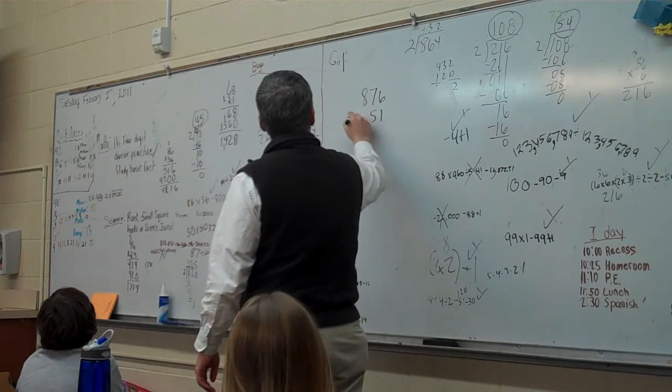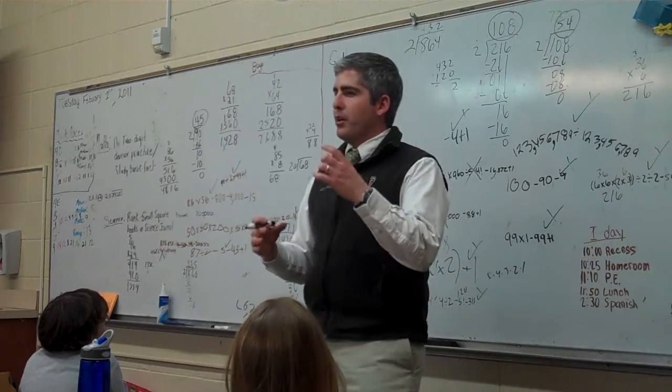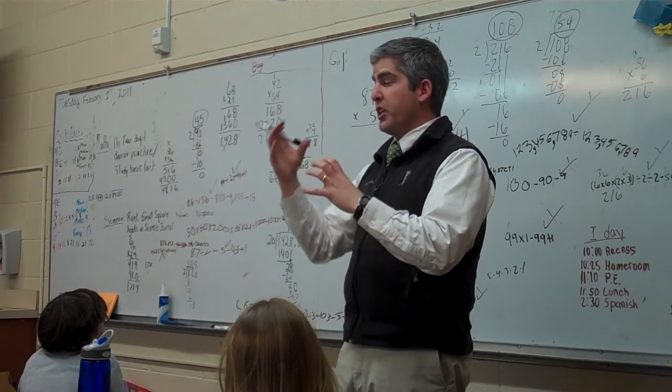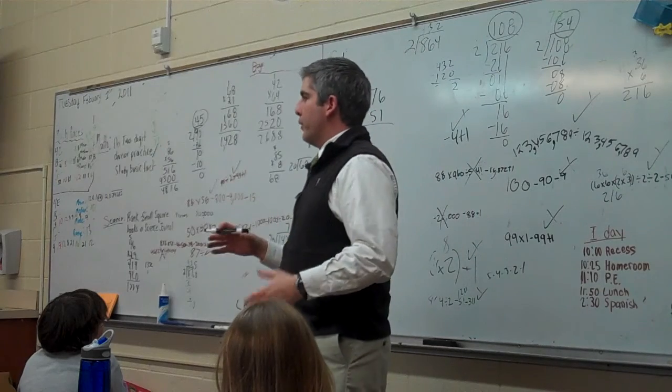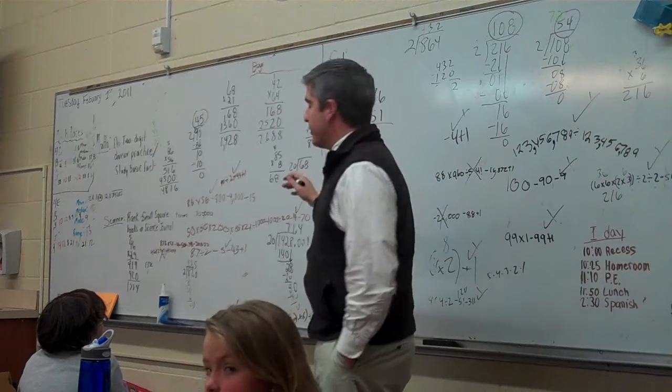Still, if one of your factors is a 2-digit number, I still recommend regrouping. When you get to where both your factors are 3 digits or larger, lattice really can be helpful. But for right now, this is just as quick or quicker than doing lattice.